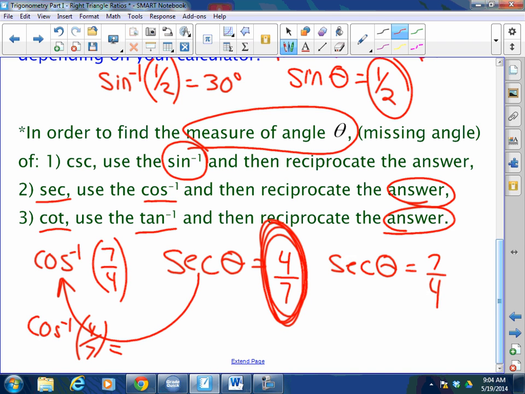Go ahead, 55 point... 55 point what? There it is, 0.15 degrees. That value of 7/4 when responding to the secant came from an angle measure of 55.15 degrees. Does this make sense, guys?